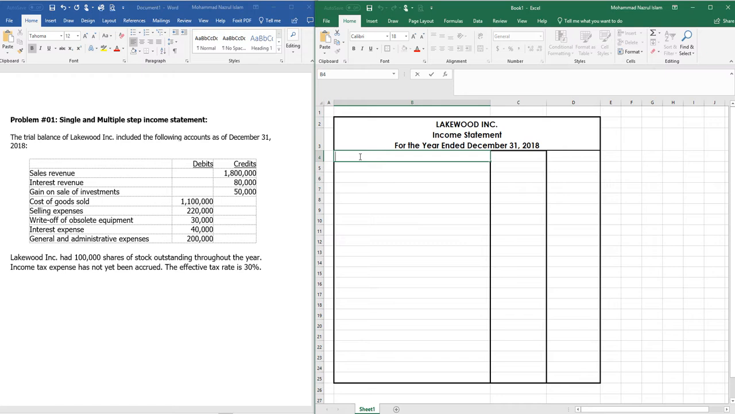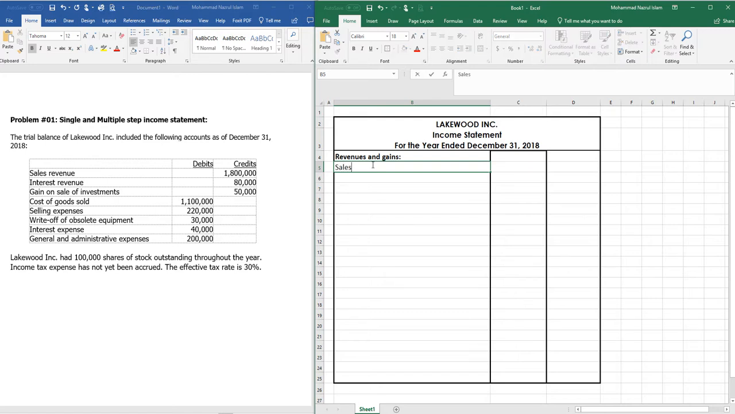The first one is single step. For the single step, we just need to sum up all the revenues and gains, and then subtract all the expenses and losses. So first, revenues and gains. Let's see what we have. Let's bold it.